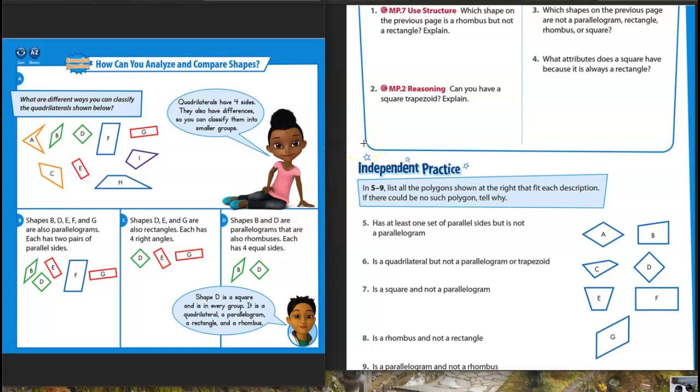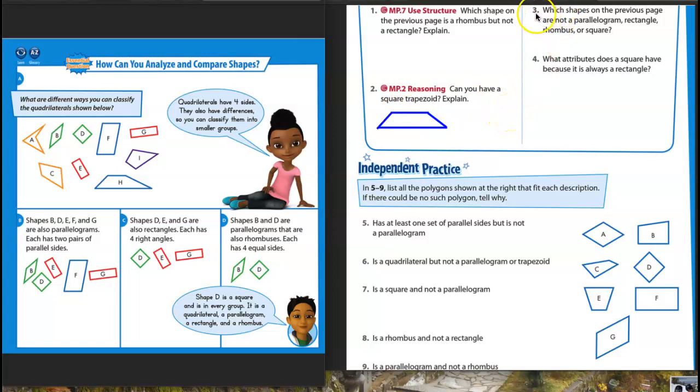Number 2, can you have a square trapezoid? Explain. So if I were to draw a trapezoid, remember that a trapezoid has one pair of parallel sides and the other side is not parallel. So a square cannot be a trapezoid because a square needs to have 90-degree angles, and trapezoids do not have 90-degree angles. This one is smaller than 90 degrees and this one is bigger than 90 degrees.